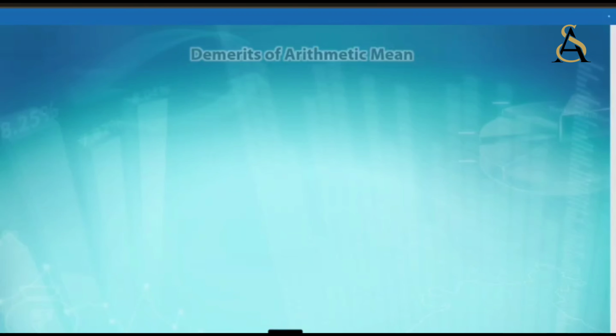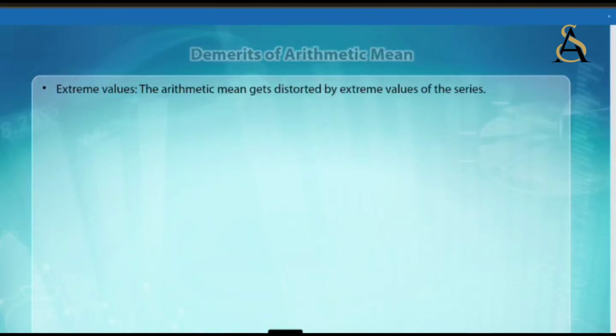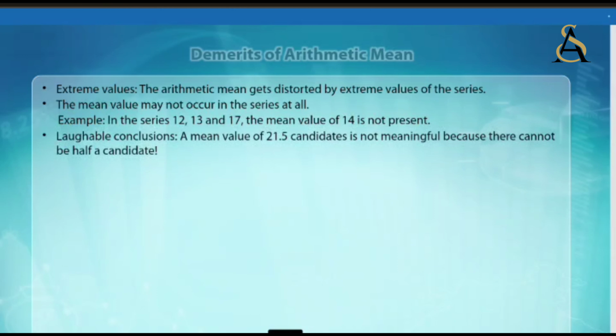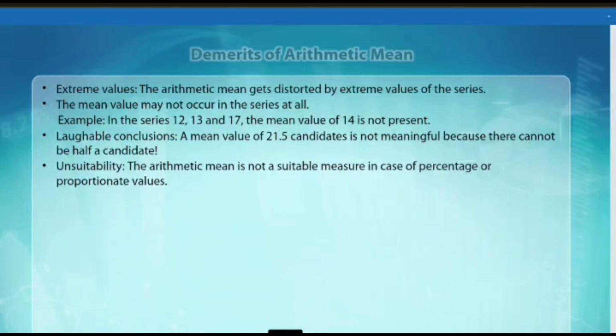The demerits of arithmetic mean. The mean value gets distorted by extreme values of the series. The mean value may not occur in the series at all. For example, 12, 13 and 17. The mean value is 14, which is not present at all. Laughable conclusions. A mean value of 21.5 candidates is not meaningful because there cannot be half a candidate. Unsuitability. The arithmetic mean is not a suitable measure in case of percentage or proportionate values.